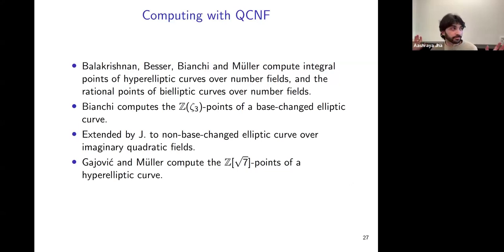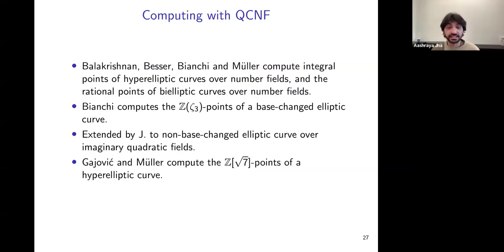So the idea is that over number fields, it is hard to prove finiteness. But it is still true that we can compute things. There's this really nice paper of Balakrishnan, Besser, Bianchi, and Mueller, where they compute the integral points of hyperelliptic curves over number fields and the rational points of bielliptic curves.